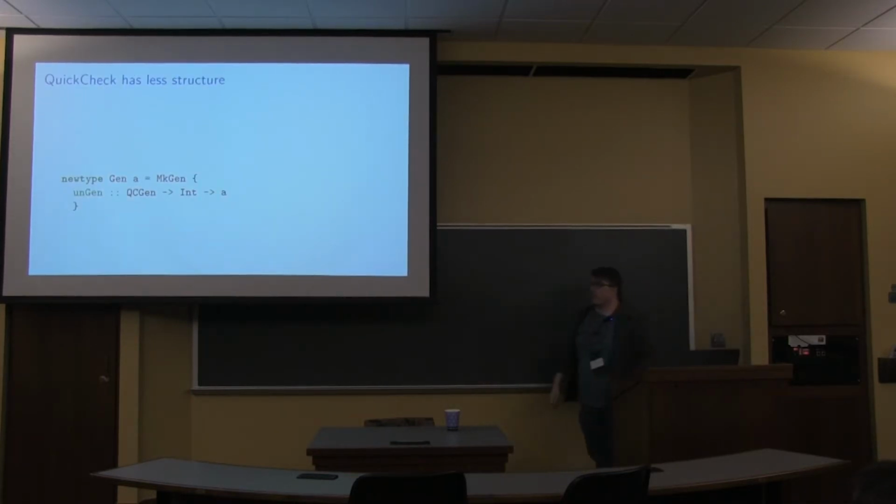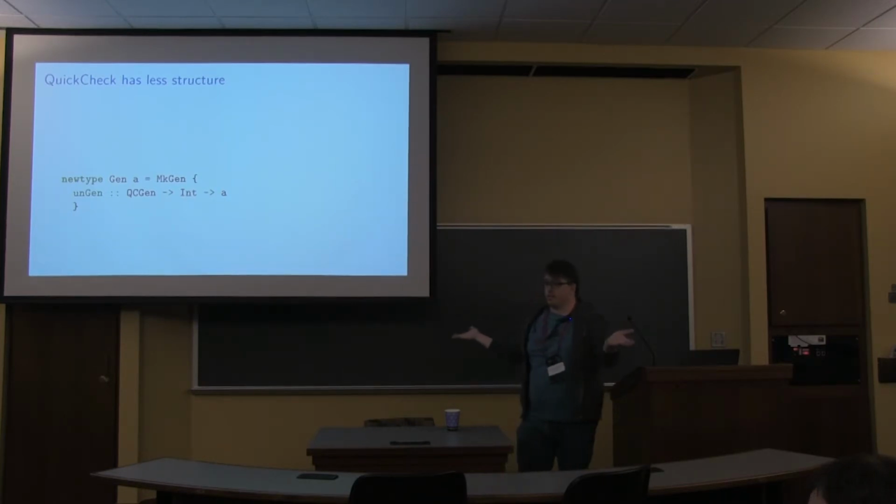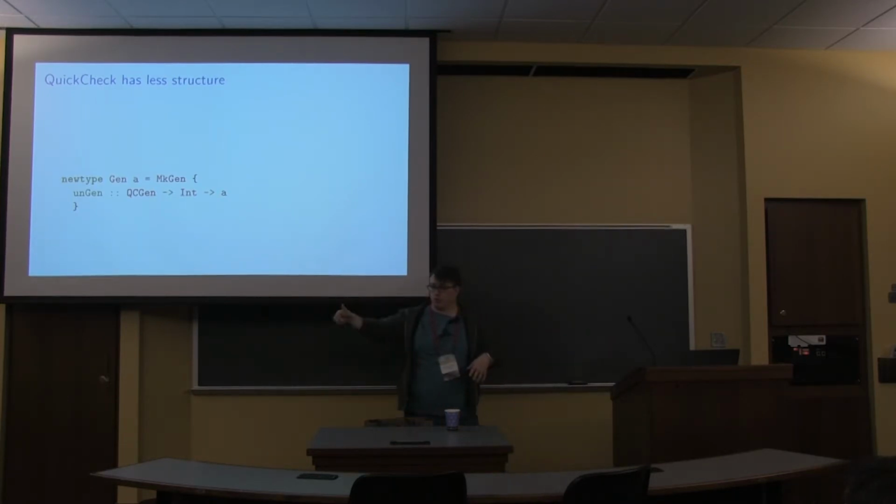QuickCheck, a little less going on there. It's just your seed, your size, and then your value, right? That's it. So any implicit structure or relationship between your randomly generated values and your shrinking is not represented in the types. It's up to you to do that correctly. So if your generator's size increases from 0 to 1 to 2 to 3 to 4, then your shrinking needs to match that behavior. You might not get quite the results you want.